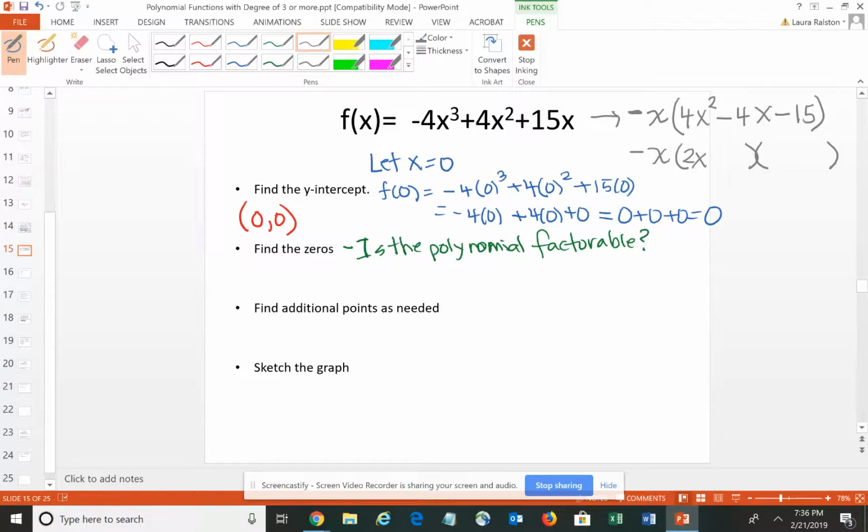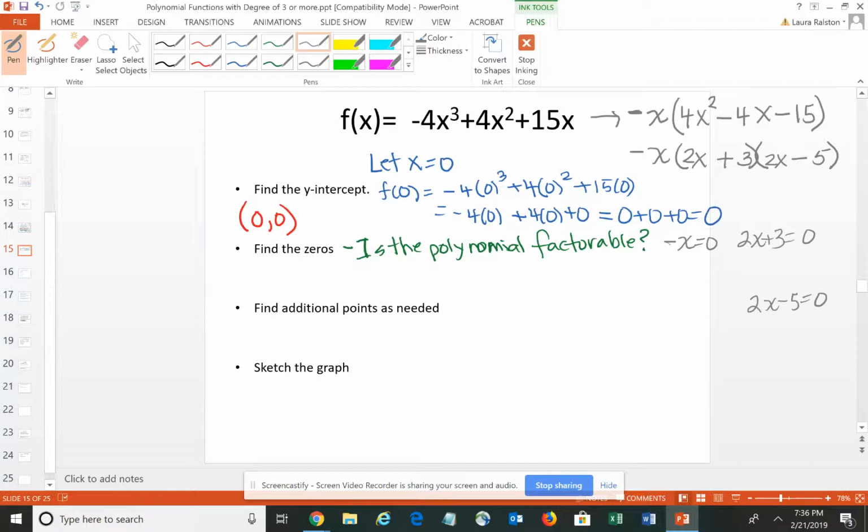So I have 2x and 2x. Let's see if I do a 5 and a 3. That gives me 10 and 6. So I have a negative x, 2x plus 3, and 2x minus 5. And so I know that one of those pieces had to be 0. So I know that negative x could have been 0, 2x plus 3 could have been 0, or 2x minus 5 could have been 0.